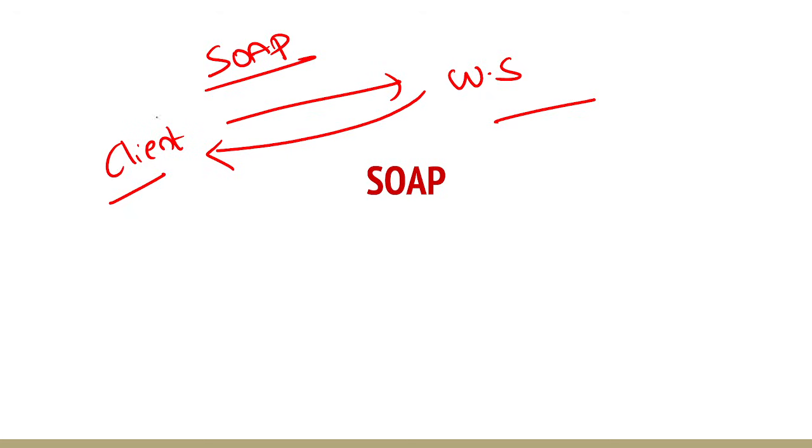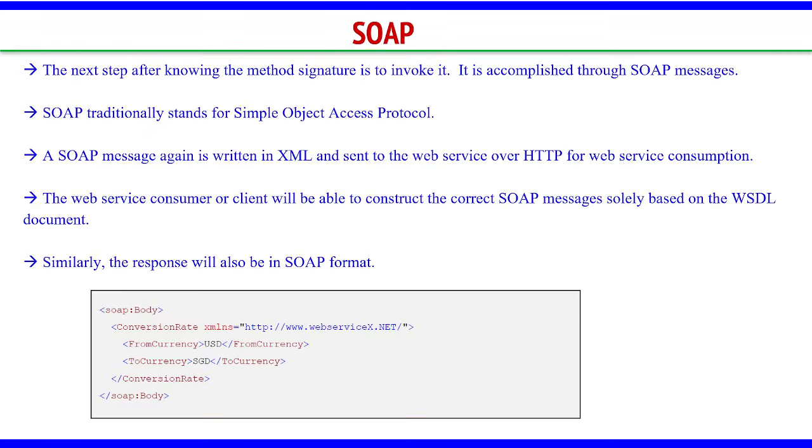Client will be sending a SOAP message, a request message, and the web service will be replying with a response message. So the message goes from the client to the web service and the web service sends it back. That happens through this protocol. SOAP is a messaging protocol. SOAP talks about how the messages are sent between the client and the server. Okay, let's understand the details of this SOAP. It stands for Simple Object Access Protocol.